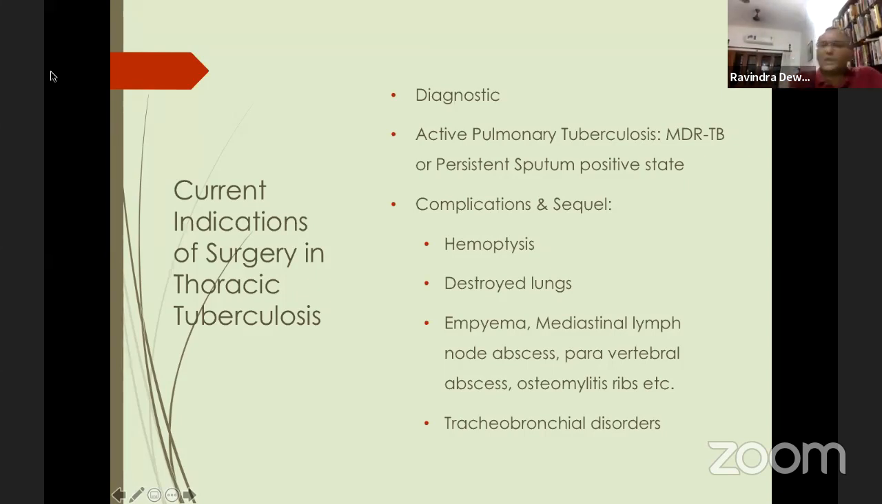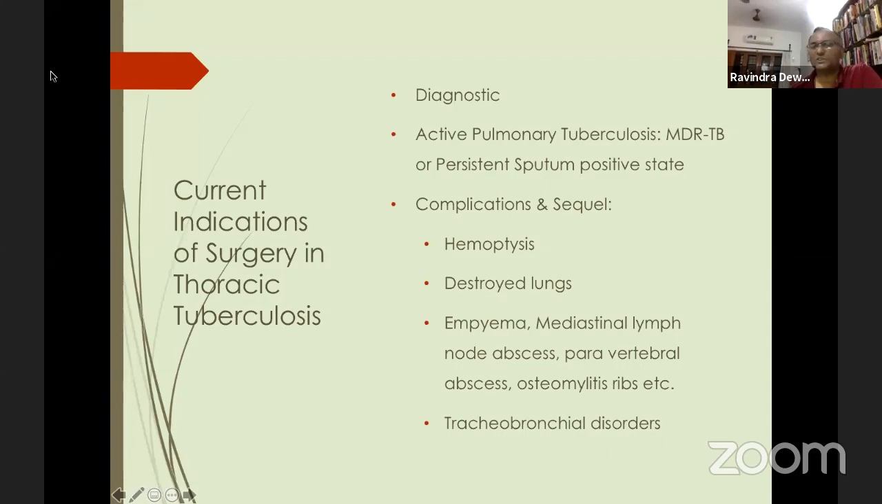It's important to realize that not all these patients are MDR-TB, but the majority of them have drug-resistant tuberculosis. The third and largest component consists of patients suffering from complications and sequelae of tuberculosis. These complications can be hemoptysis, which is the most common one that calls for surgical attention.